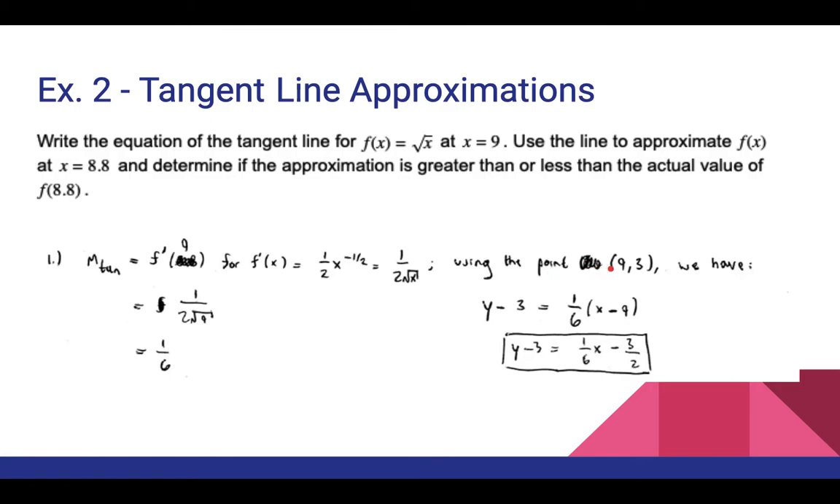Using the point (9, 3) and point-slope form, y minus 3 equals 1/6 times (x minus 9). Simplifying this down a little bit gives us y minus 3 equals 1/6 x minus 3/2. Thus, we have our equation for the tangent line.